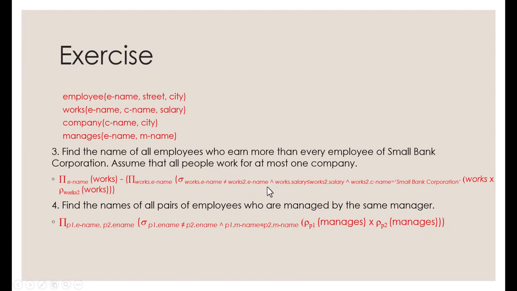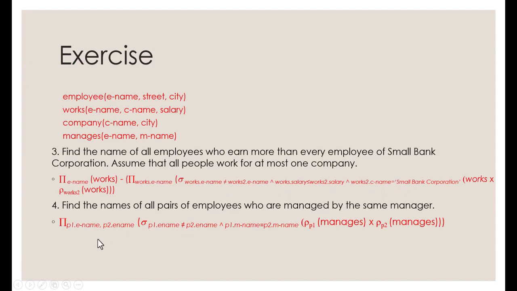The and symbol, okay, we want the works salary to be less than or equal to works2 salary. And then here it says earn more than every employee of small bank corporation. So we want works2 to be working at small bank corporation. Okay, so if this person is making less than or equal to some employee, at least one other employee who works at small bank corporation, then these people don't qualify, right? So we're taking a list of all of the employees and we're subtracting the ones where they make less than at least one employee of small bank corporation, right?